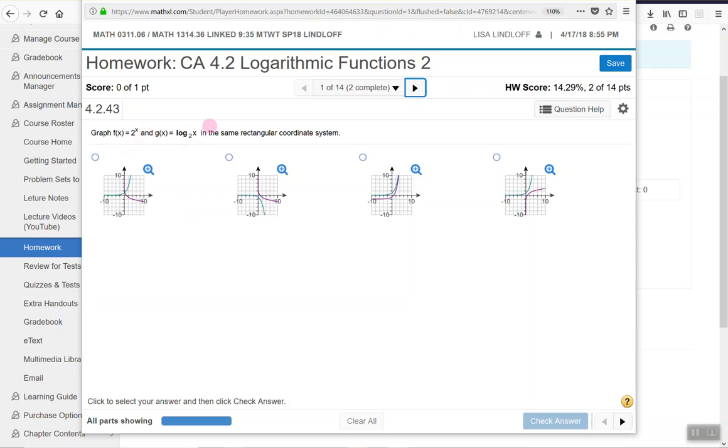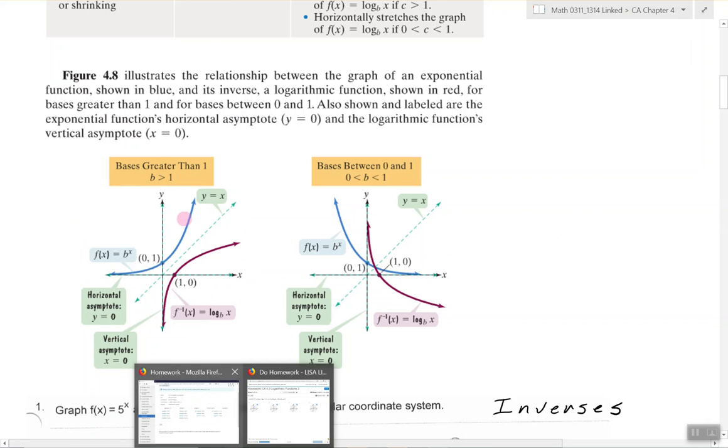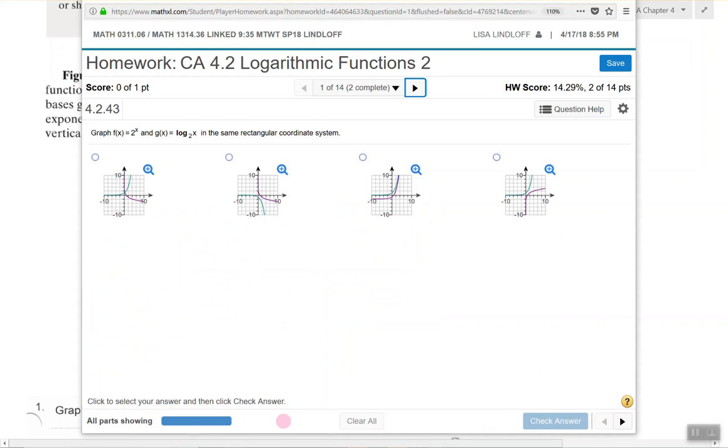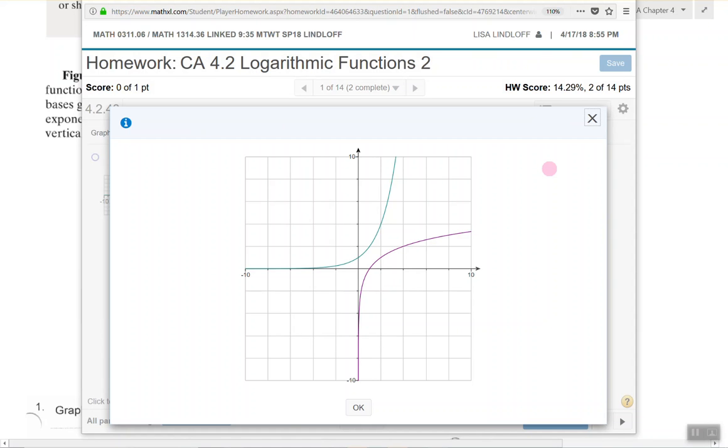If you compare these, I should be finding something that looks like this. The colors may be different, but this shape. And it is, I believe, this choice. You could blow that up, and there they are. This is the growth exponential curve, and this is its inverse, the log curve.